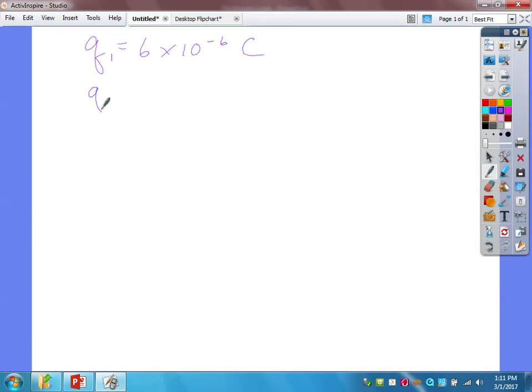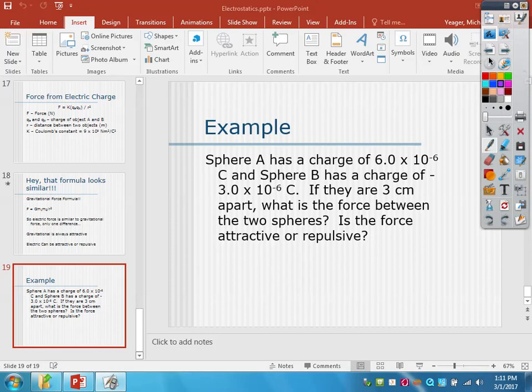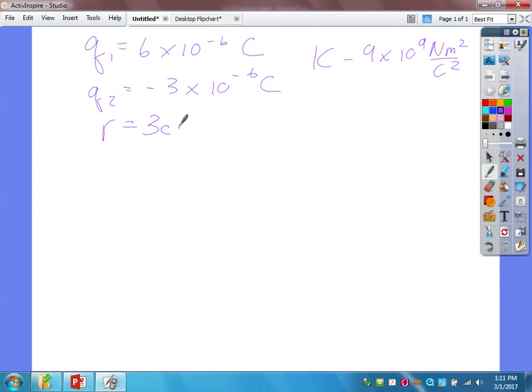I'll just call it Q1. Q2 is negative 3 times 10 to the negative 6 coulombs. K is 9 times 10 to the 9th newton meters squared over coulomb squared. And the distance between the two, I think, was 3 centimeters. Yep, 3 centimeters, which immediately has to be changed to meters. These formulas are in base units, so 0.03 meters.